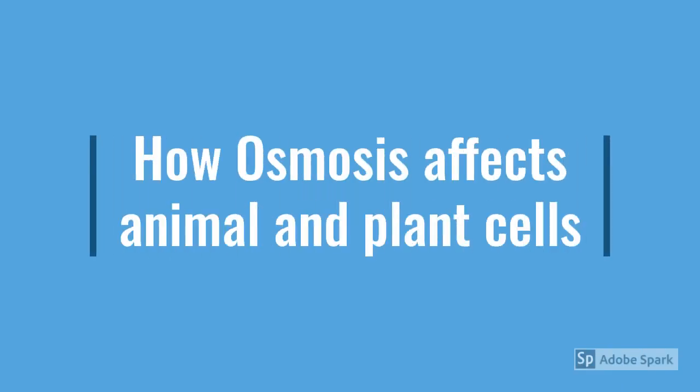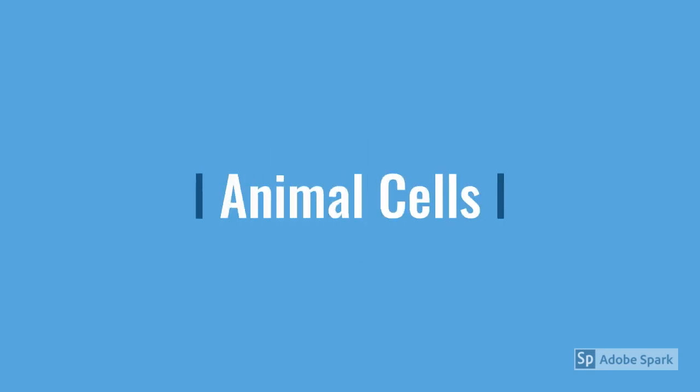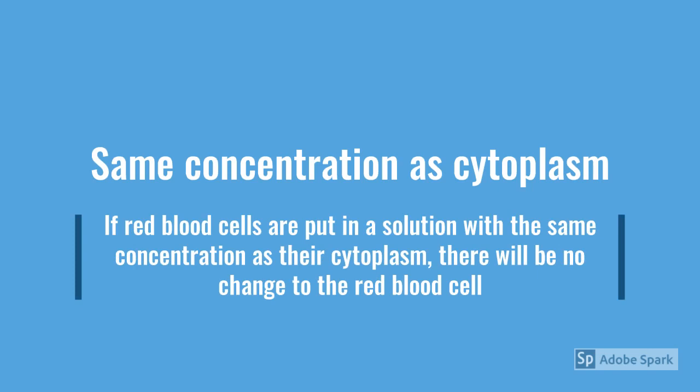Osmosis is a process that can affect the shape and size of animal and plant cells. Let's take a look at animal cells first. If red blood cells were put in a solution with the same concentration as the cytoplasm, no change will take place. The red blood cell will remain the same shape and size. Why? Well, remember previously I said that diffusion will not happen if there is equal concentration. That is also the case for osmosis. The red blood cell will not change shape because there is no water coming in or out of it.